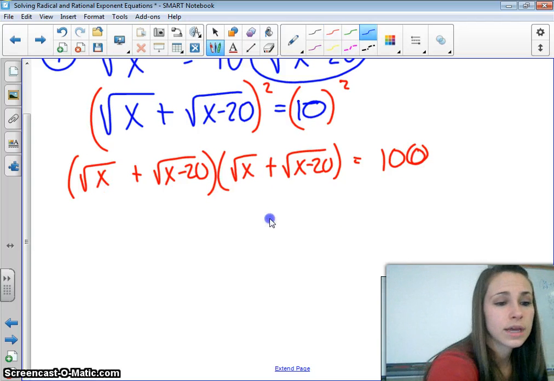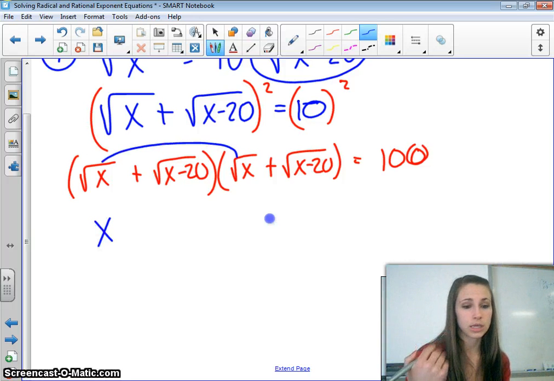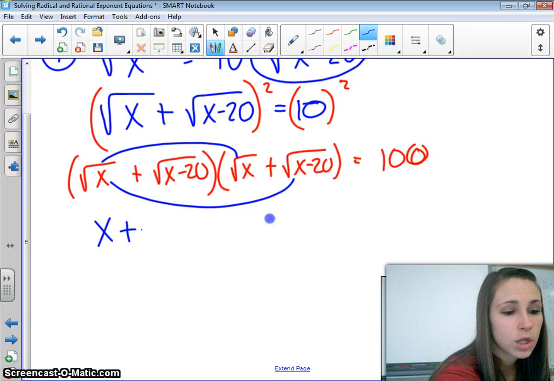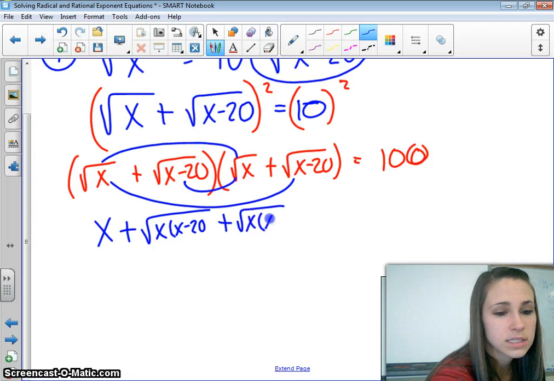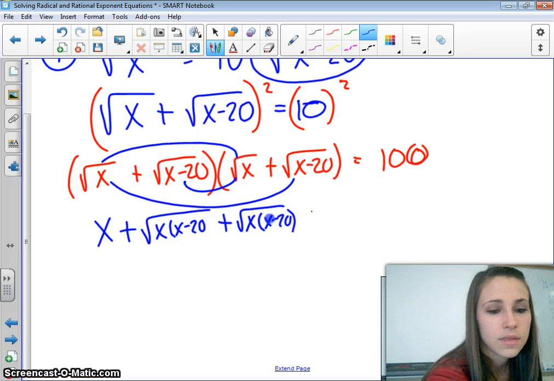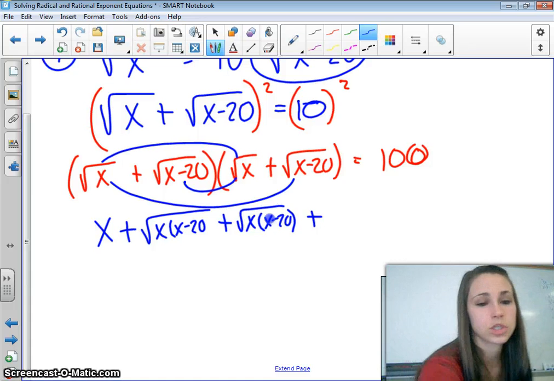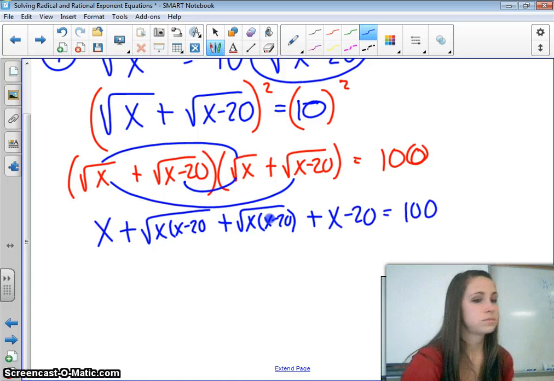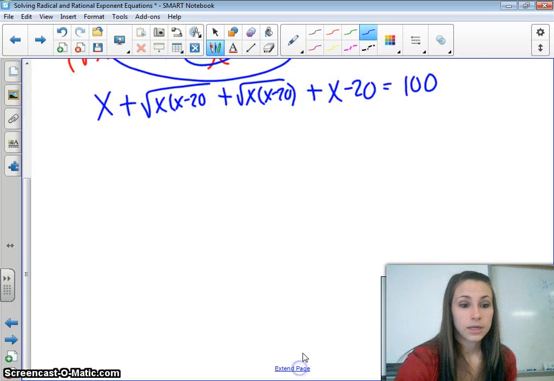So the square root of x times the square root of x is just x. Remember, the square roots kind of just cancel out. The outsides are going to give me plus the square root of x times x minus 20. And then the insides are going to give me plus the square root of x times x minus 20. And then the last two radicals, square root of x minus 20 times square root of x minus 20, is just going to give me x minus 20.